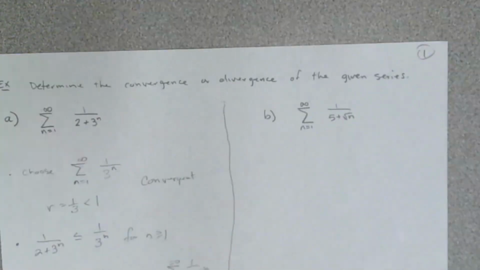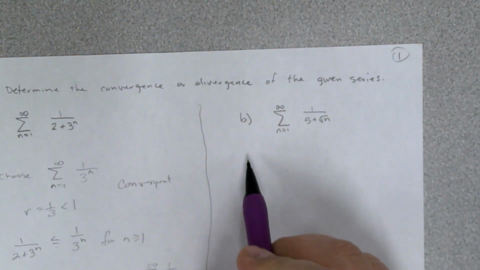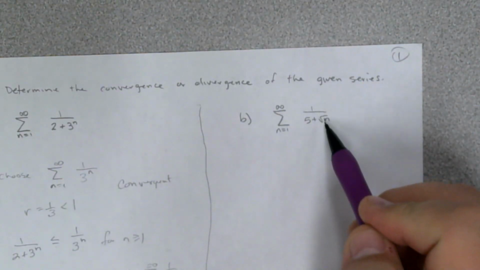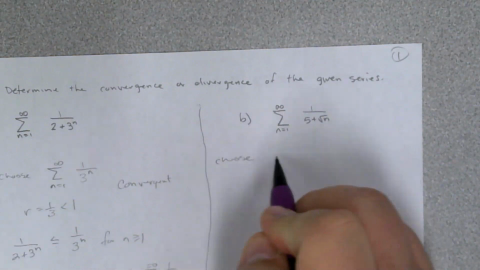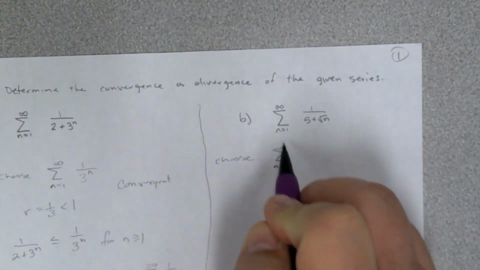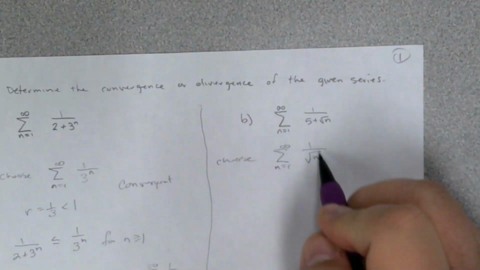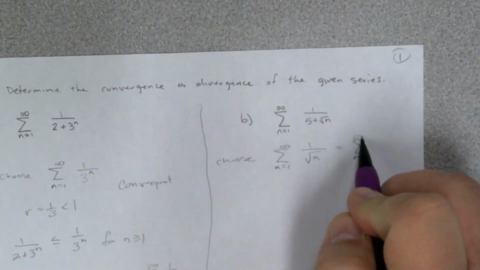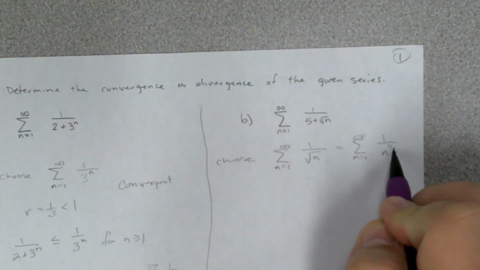This one over here. And again, we start by selecting a series that I can compare mine to. So since this one is 1 over 5 plus the square root of n, I'm probably just going to eliminate the 5. I'm going to choose a simpler version of that, 1 over the square root of n. And then this I'll write as an exponent. And this will be 1 over n to the 1/2.